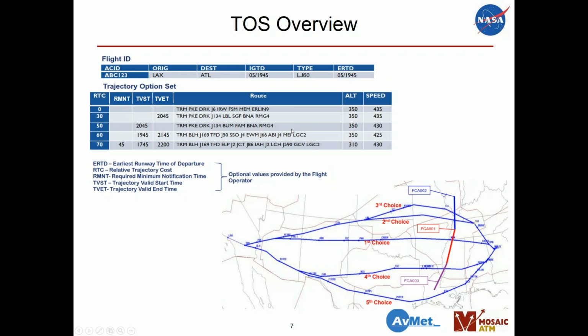And so the flight operator is allowed to submit these trajectory option sets to allow, within the CDM-based equitable allocation, a route to be awarded. But the flight operator expresses the prioritization via this relative trajectory cost in this left column, and then there are other aspects, such as required minimum notification time and trajectory valid start and end time, that the flight operator can use to distinguish and put constraints on some of the routes within those TOSes.